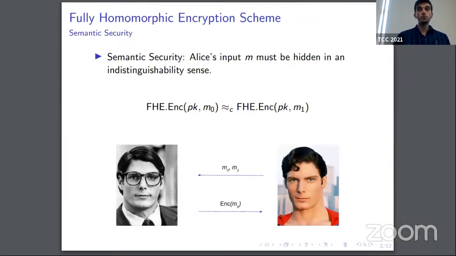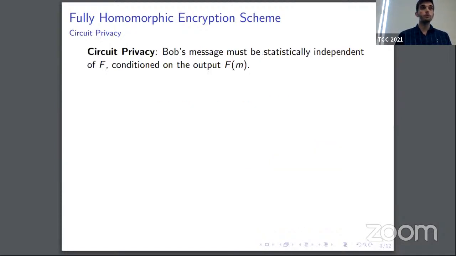Of course, in a setting like this, we want to achieve security. First of all, we want security for Alice, which means that her message m must remain hidden from Bob. So Bob, given encryptions of two different messages, cannot tell them apart. But we also want security for Bob, or the server, which translates into circuit privacy. This means that we want the circuit used for the homomorphic computation to be hidden from Alice.